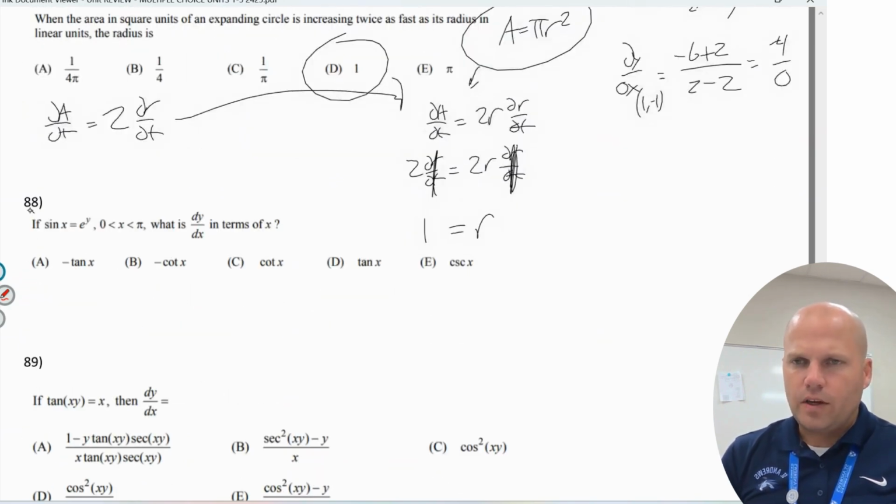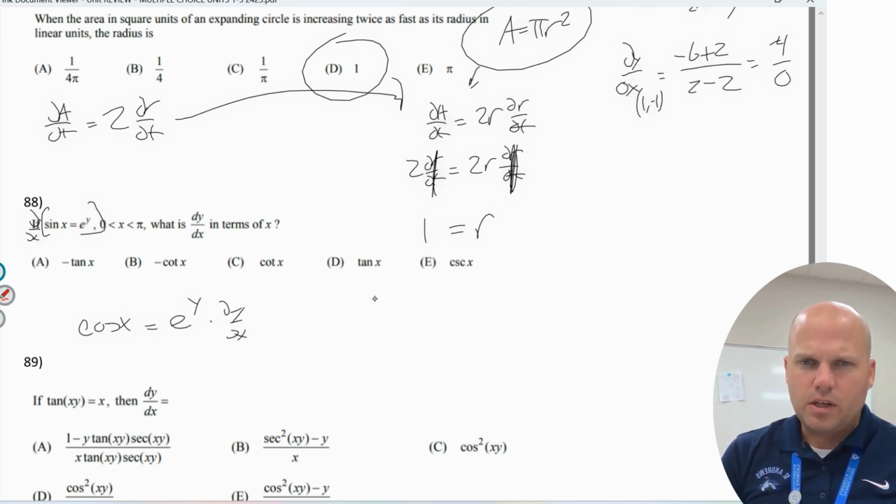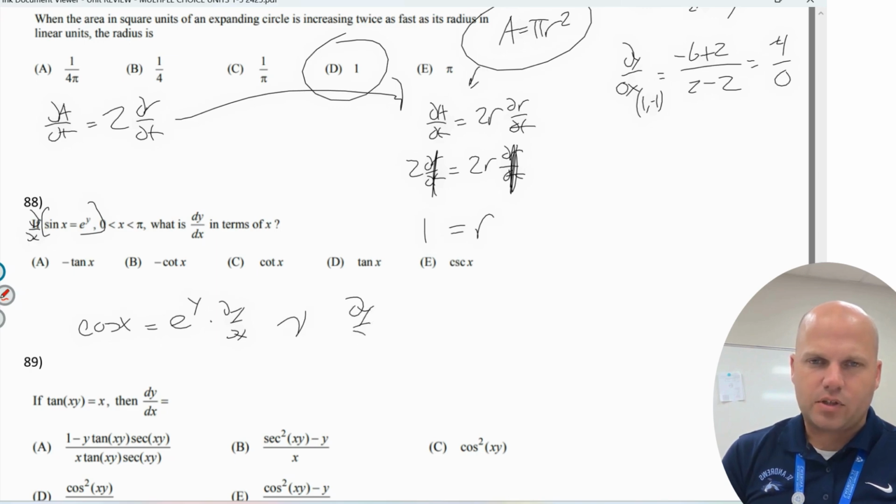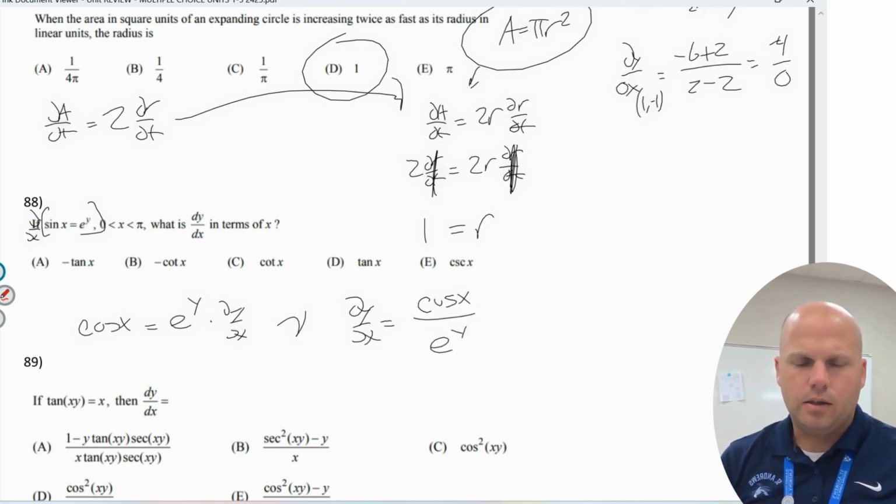Cool. If I take the derivative of this with respect to x, I get cos x equals e to the y times dy/dx, which means dy/dx is cos x over e to the y. Oh, I'm sorry for this, guys. I'm sorry. Because you're like, what the hell? I don't see that anywhere.